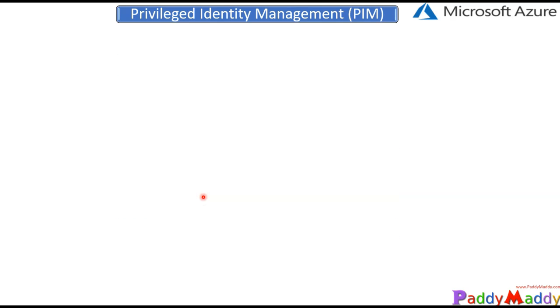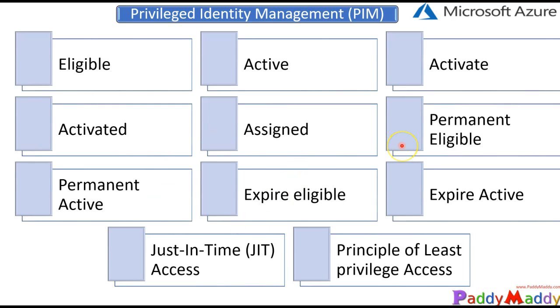So now let's also talk about the terminology side. So we do have within the privileged identity management some other words. So these are the 11 different terms that we use within privileged identity management. So the first one being eligible and active. So these are the two related to the role assignment.